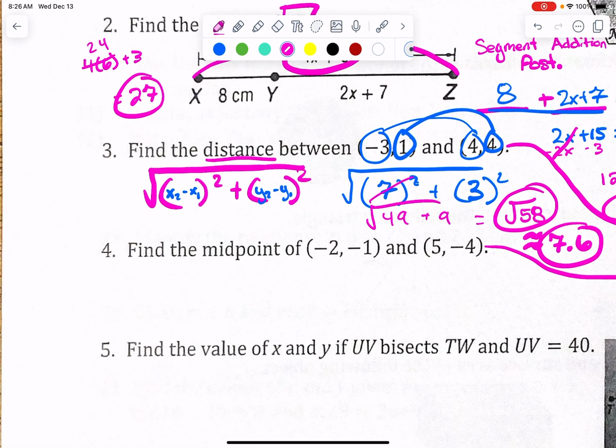So number 4 is the midpoint formula, okay? And finding the midpoint is like finding the average. So what I'm doing is, if I'm trying to find the average, I'm trying to find a coordinate point, but I'm trying to average these 2 coordinates together.